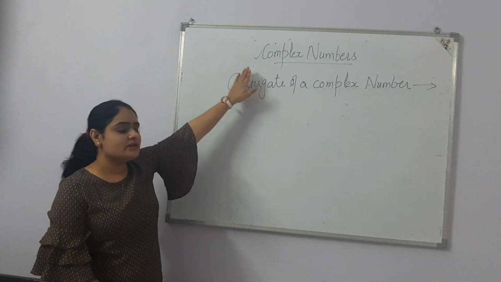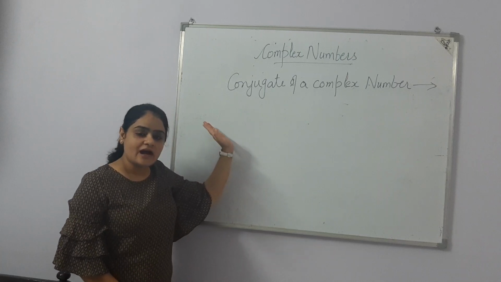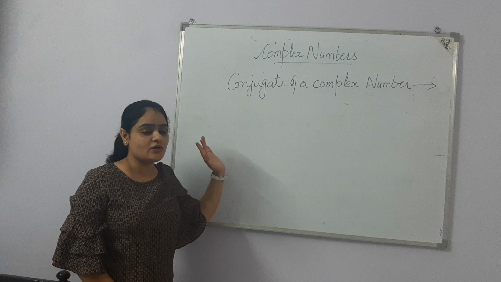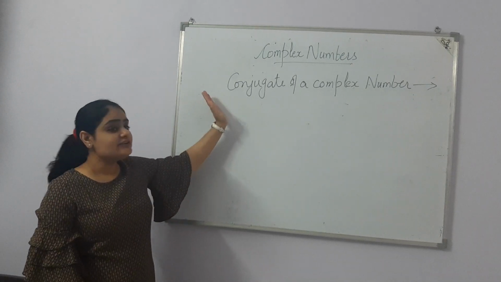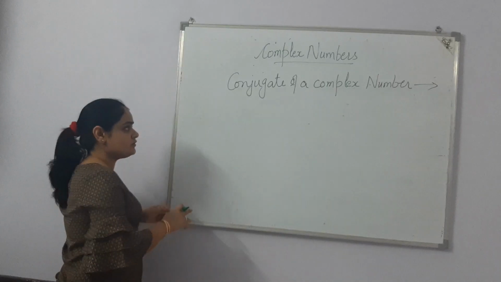Well, we were doing complex numbers. In the previous video, we learned how to add complex numbers, how to subtract complex numbers, how to multiply complex numbers. Now, the next topic is the conjugate of a complex number. What do you mean by a conjugate?